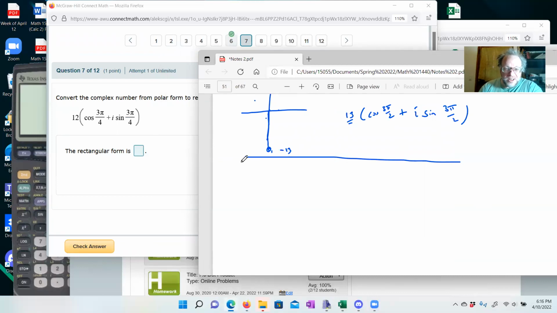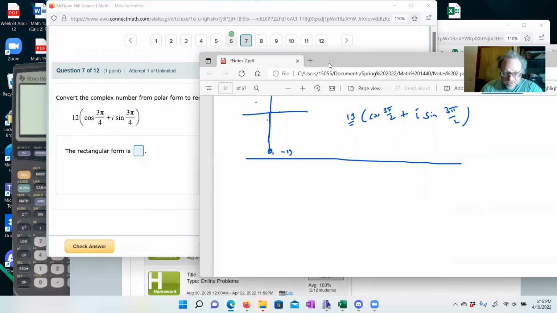So this is convert the polar coordinate into Cartesian, to a rectangular form. This was 12, and we have cosine of 3 pi over 4 plus i sine of 3 pi over 4. Where the heck is 3 pi over 4? Well, here's 2 pi over 4. 3 pi over 4 is going to be here. So it's in quadrant 2. This is 3 pi over 4.